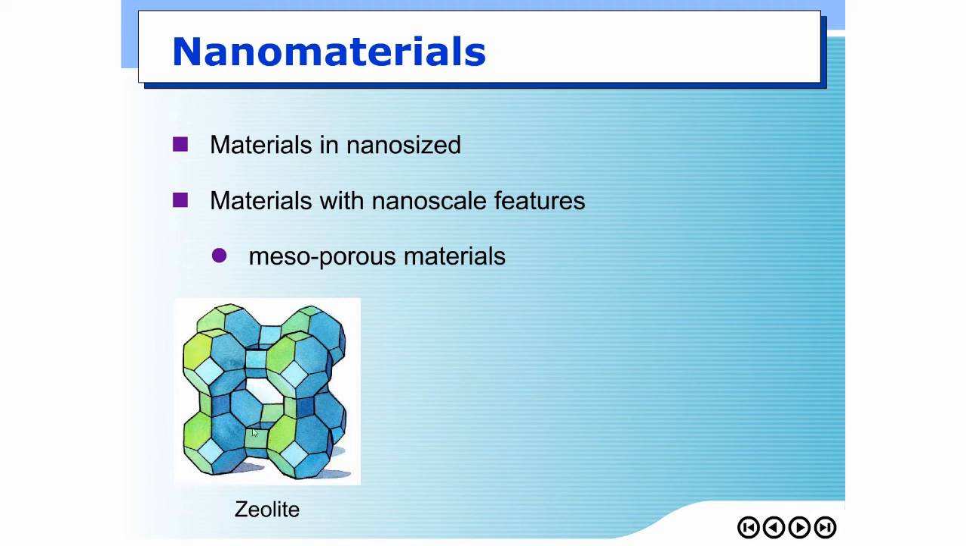Inside the cage here, in the middle, is a void, is a hole. So you can put anything inside. So zeolite is considered porous material, but the porosity of zeolite is ordered. So we can use this in a clever manner.